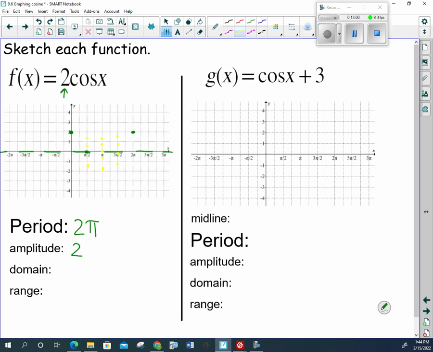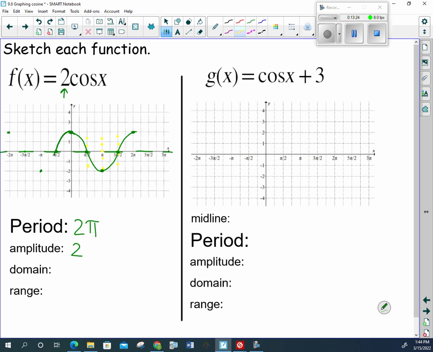Now remember, max, intercept, min. So you're going to have to go down to a min, back to an intercept, and then back to a max. Kind of makes this valley shape. So there's one cosine curve. You can keep following that pattern, and you can draw more cycles of the cosine curve if you want.